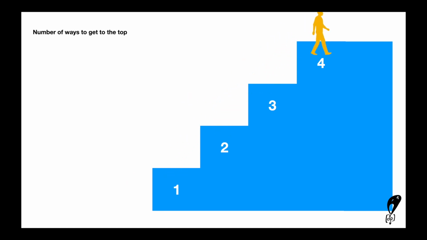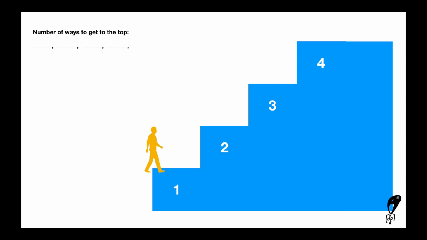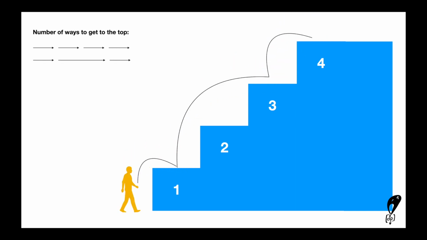Basically, we just make 4 small steps, 1 step at a time, right? So this is the first way. The second way would be small step, then 1 jump, and another small step. So this is the second way.